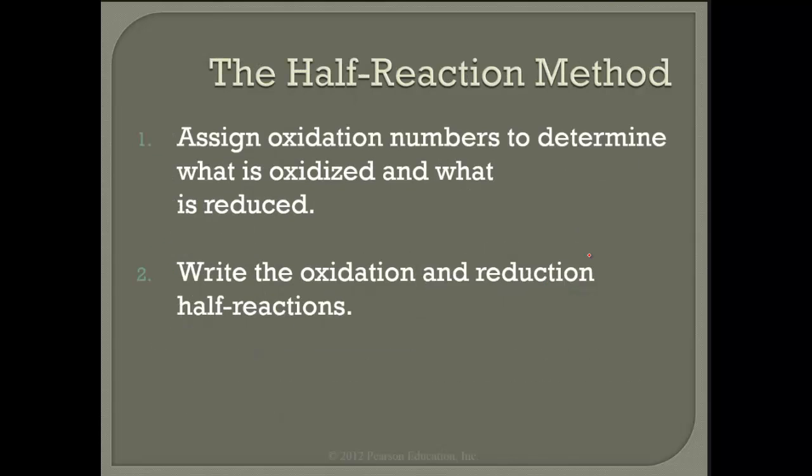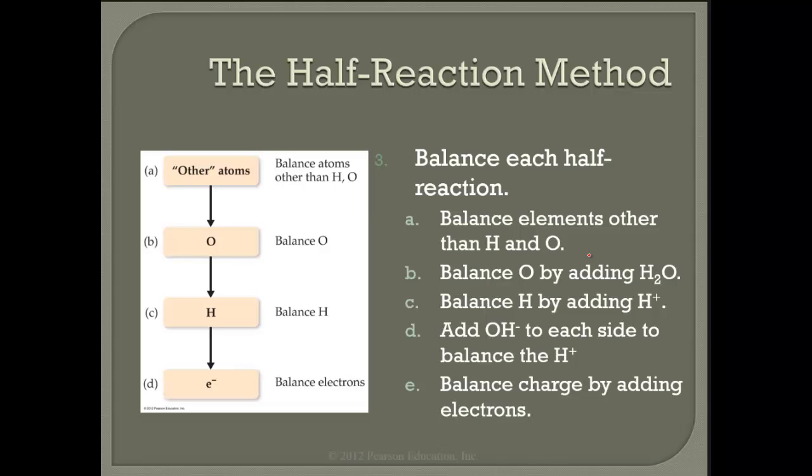So, just like the acidic solutions, assign oxidation numbers to determine what is oxidized and what is reduced, and write the oxidation reduction as half reactions. Balance each half reaction. Balance the elements other than hydrogen and oxygen first. Then balance the oxygen by adding water. Now balance the hydrogens from the water by adding H+. This is the part that's different in basic.